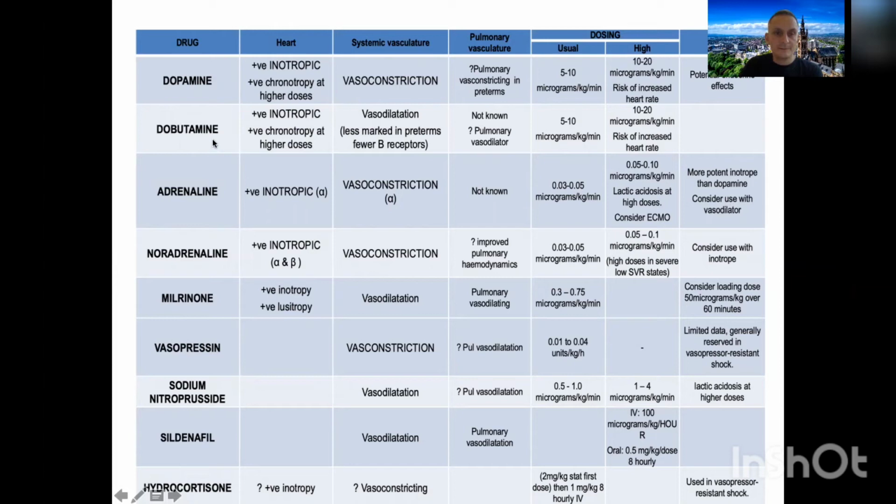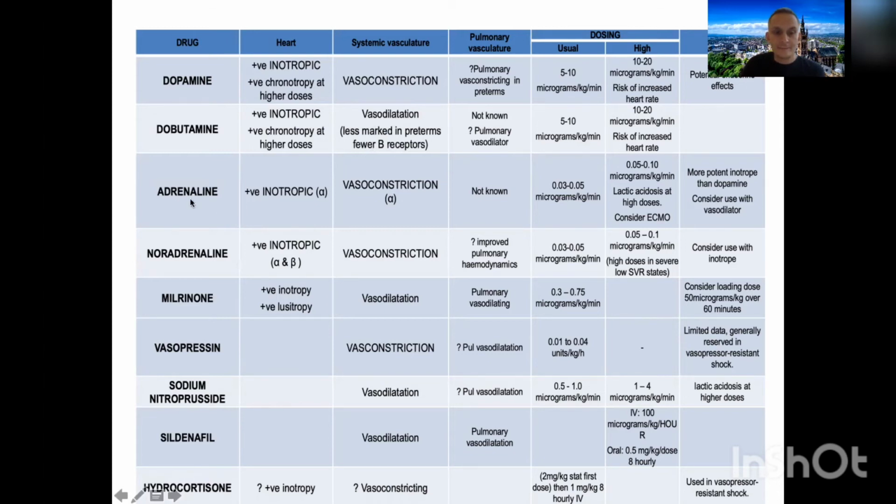What about dobutamine? What's the difference between that and dopamine? Well, dobutamine is also a positive inotrope, and it's also a positive chronotrope. It will definitely increase heart rate at higher doses. But the difference between dobutamine and dopamine is that in the systemic vasculature, dobutamine is a vasodilator. It will cause a reduction in systemic vascular resistance. And that might be less marked in preterm infants because they have fewer beta receptors. Again, the usual dose for dobutamine is 5 to 10 mics per kilogram per minute. I would avoid it in higher doses because it will increase heart rate and that may impair cardiac filling and output.